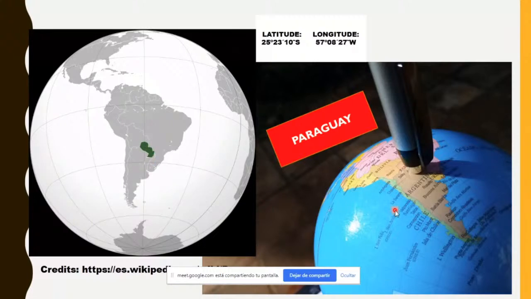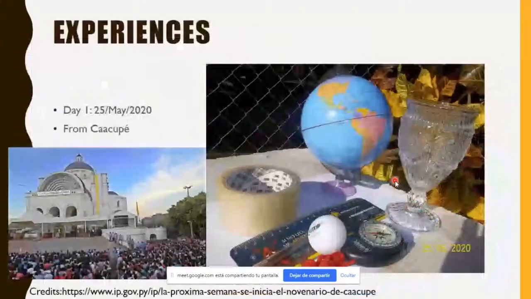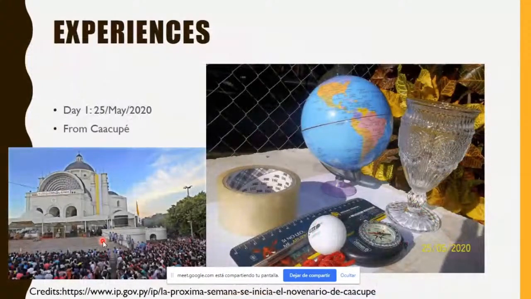I use this globe for the experience, and the first day I made the experiment in Caacupé, where I live, a city known for religious matters, and I took these elements in front of my home to do the experiment. We had a problem with COVID-19 and that is why I could not do it with the students.